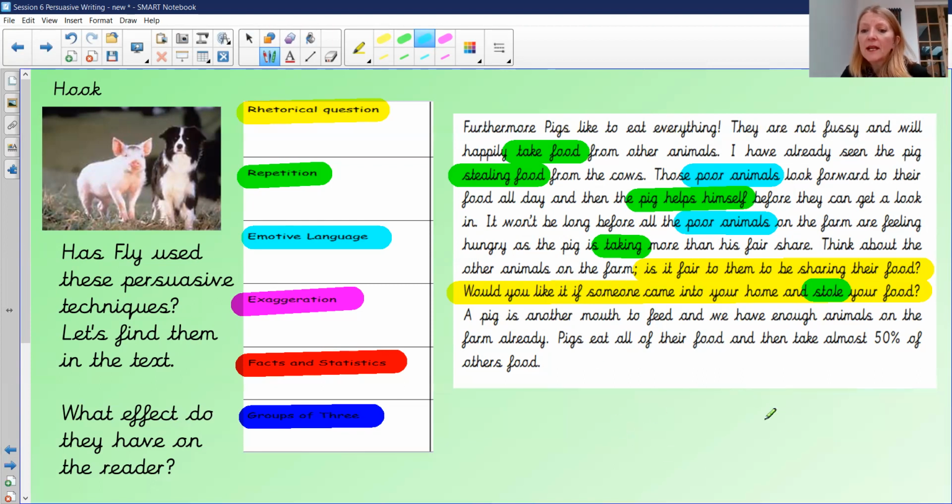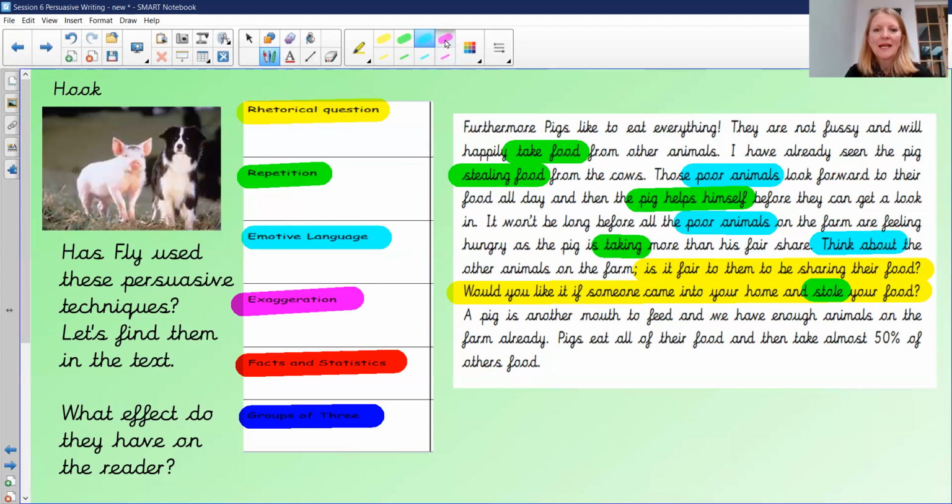Think about the other animals on the farm. So we're trying to make us be concerned. Is it fair? Another mouth to feed. Okay, so we've got that emotive language.